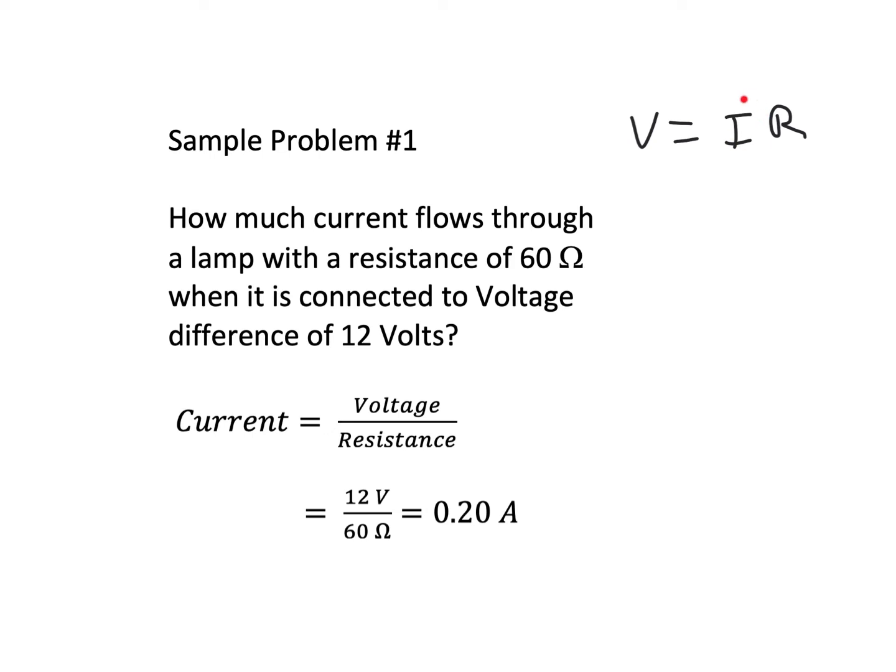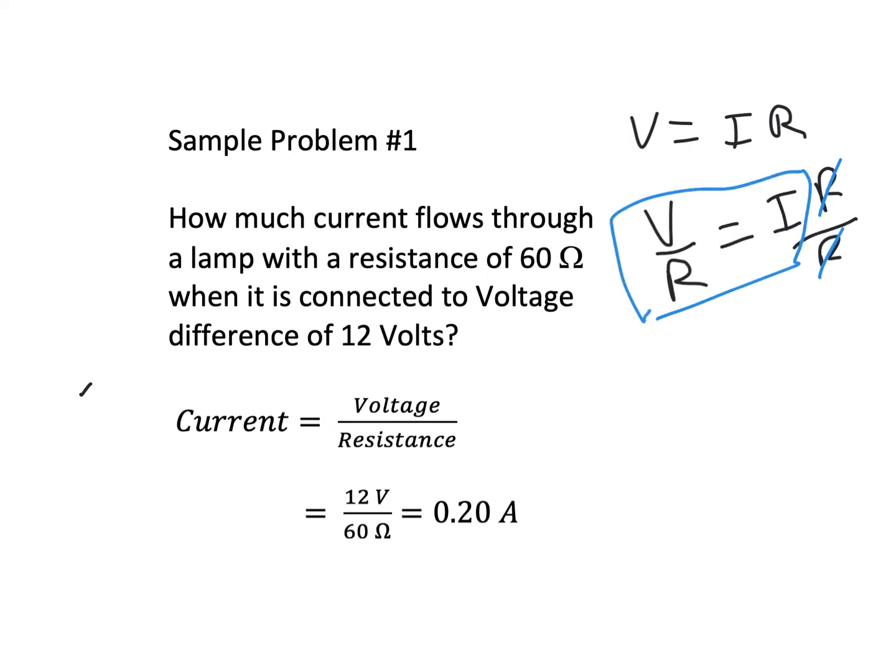And so we need to get I by itself. If we divide both sides of the equation by R, we get V over R equals I times R all over R, and then the R's will cancel, and I end up with what I want. The current is V over R. And so that's what I can see here. The current is the voltage divided by the resistance.